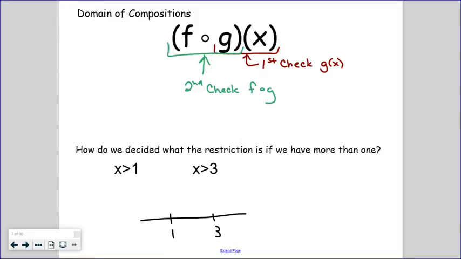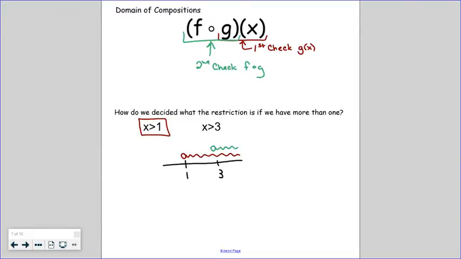If I look at them on a number line, x being greater than 1 would be an open dot at 1, shaded all the numbers bigger than 1. X being greater than 3 would be an open dot at 3, shading all the numbers greater than 3. To pick the one that is the most restrictive, to pick the one that would work for both, we are going to pick the one that shades the least amount on our number line. Okay? Because what happens then is it takes care of both things that have to happen. So in this case, that green right there, that is the least amount. That is the most restrictive. The least amount on our number line is the most restrictive.